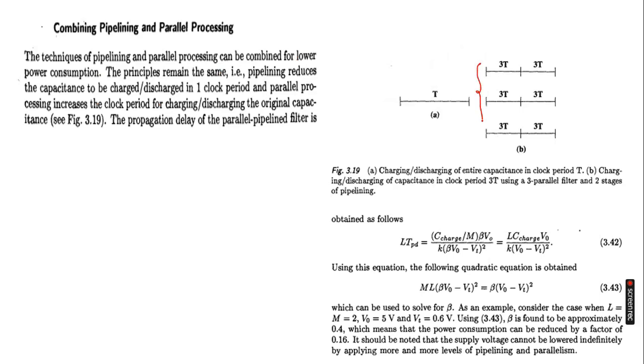So parallel processing means these are the stages. L value 3. Parallel system, L value 3. And horizontally you are cutting into 2 subdivisions. Okay. Here M value equal to 3. And this is pipeline.